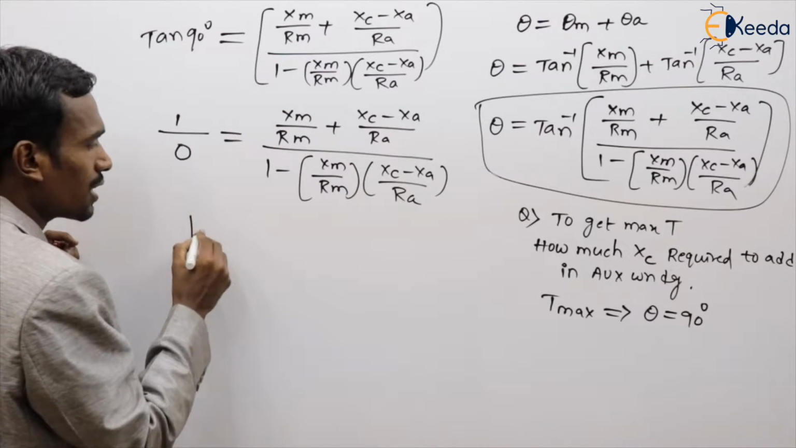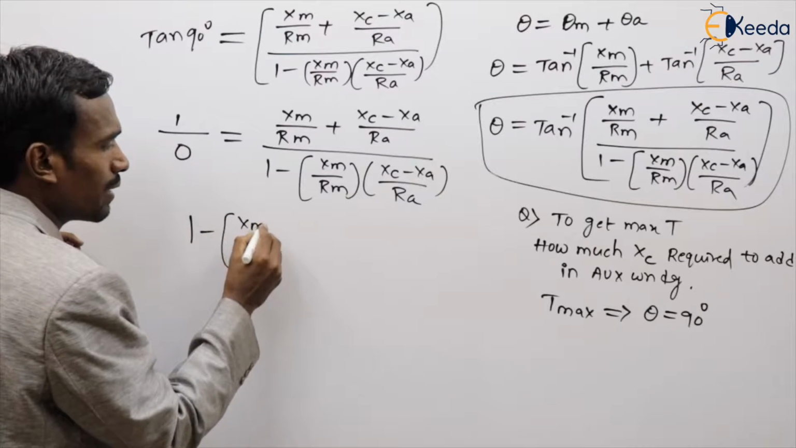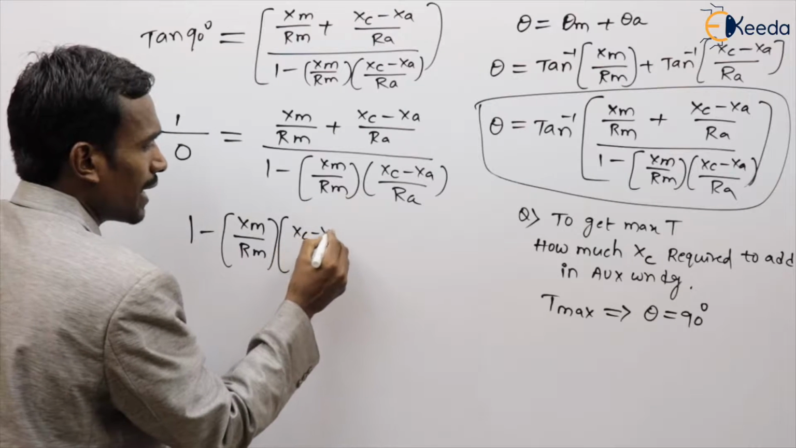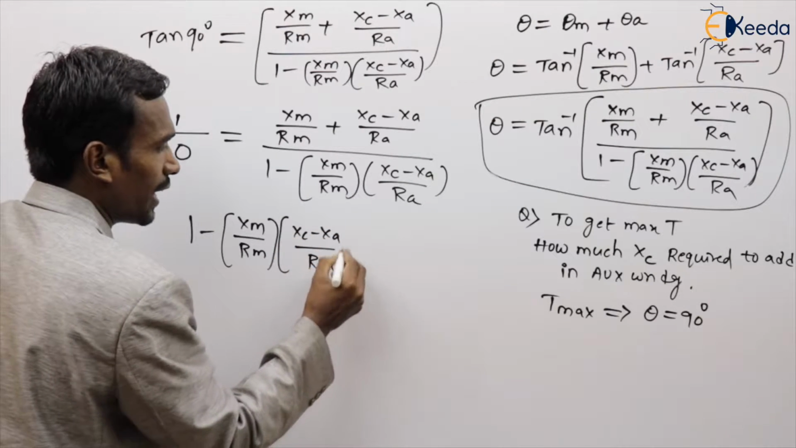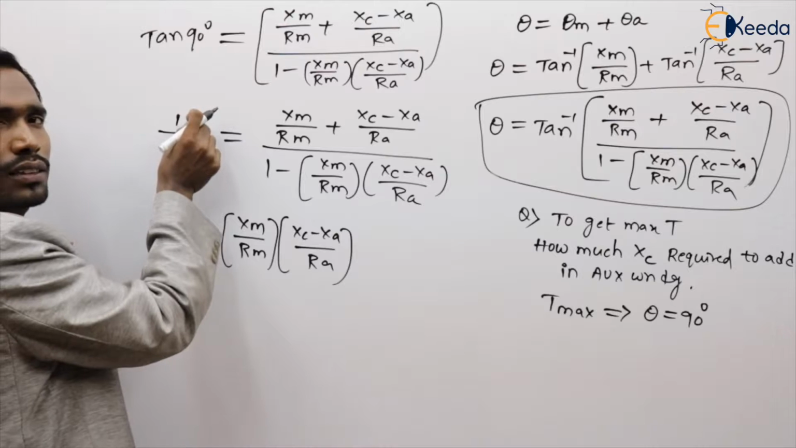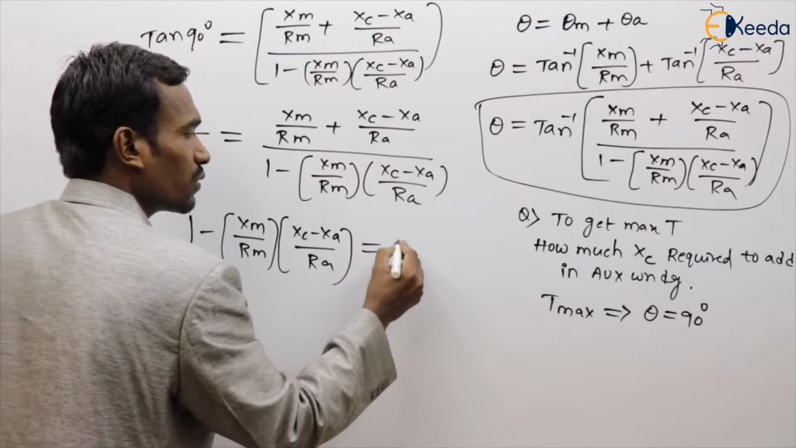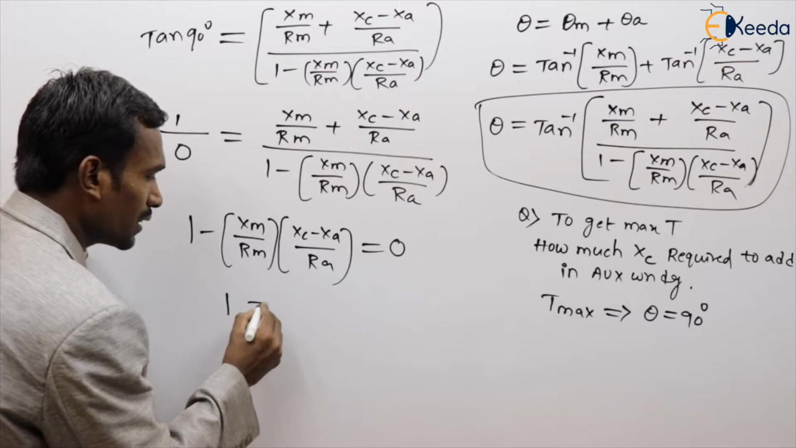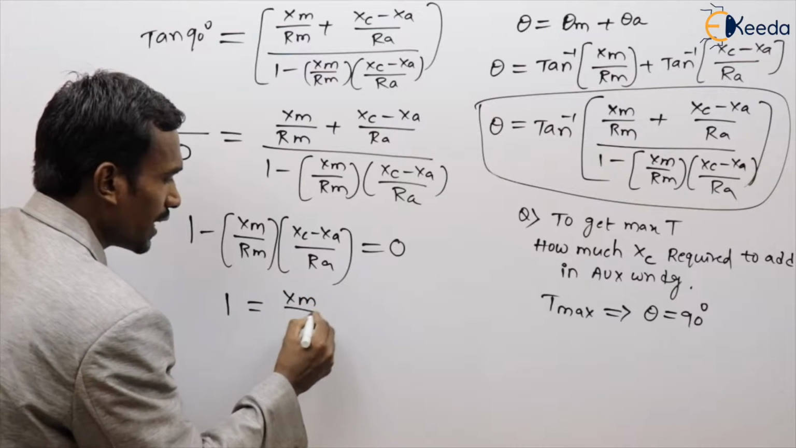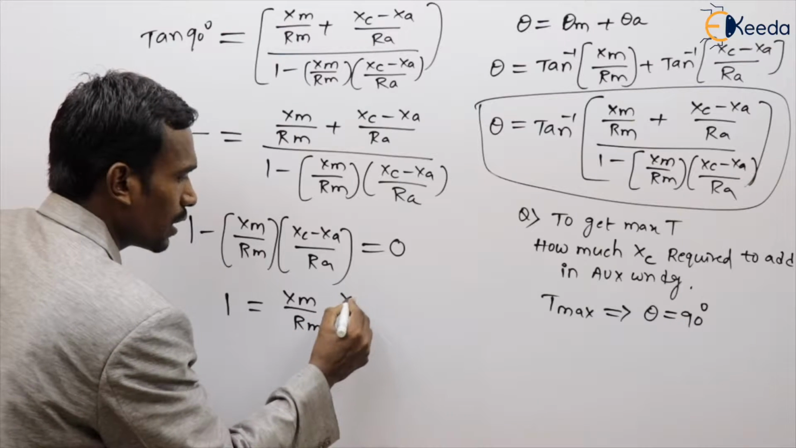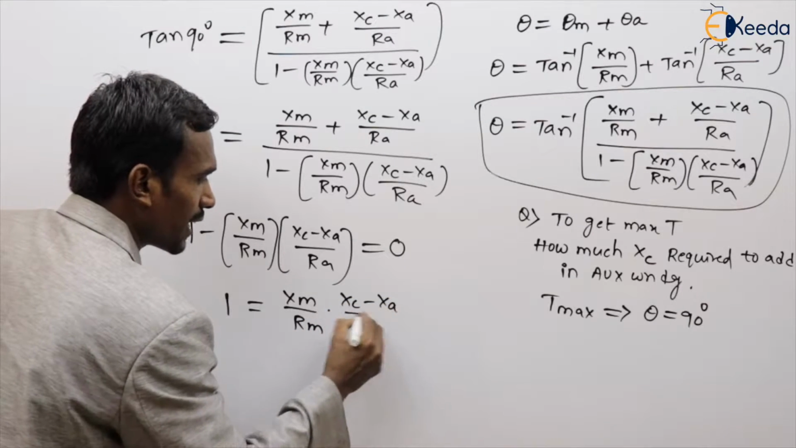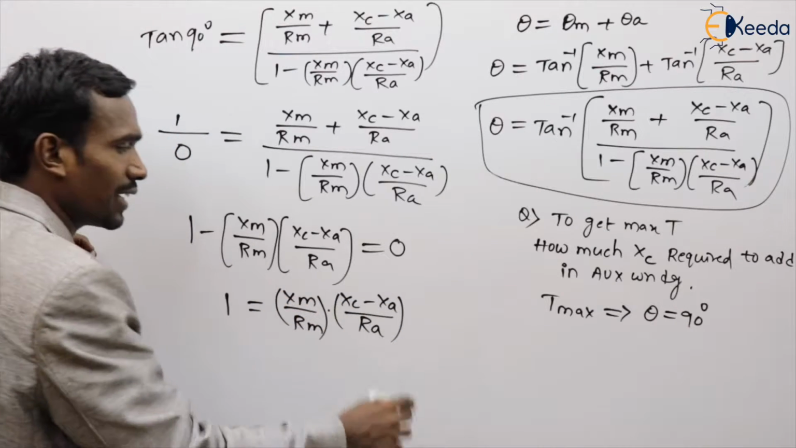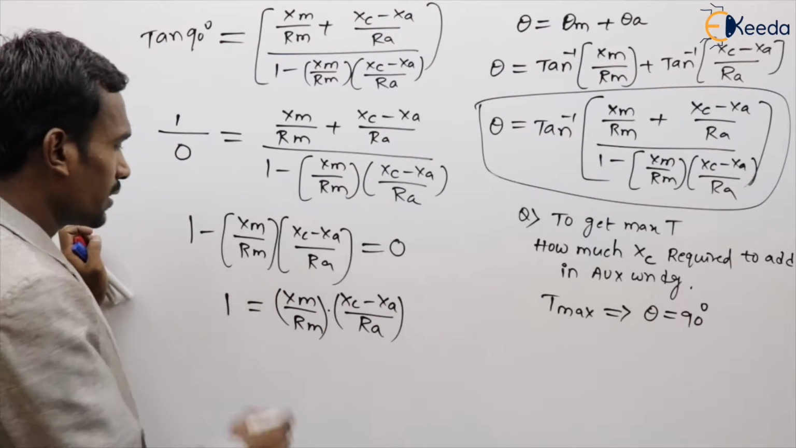When we do the cross multiplication, 1 minus Xm by Rm into Xc minus Xa by Ra, this value into 1 and this value into 0. So what is final? 1 is equal to Xm by Rm into Xc minus Xa by Ra. This is 1.